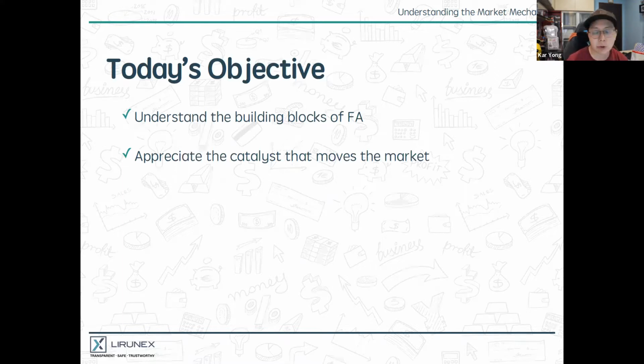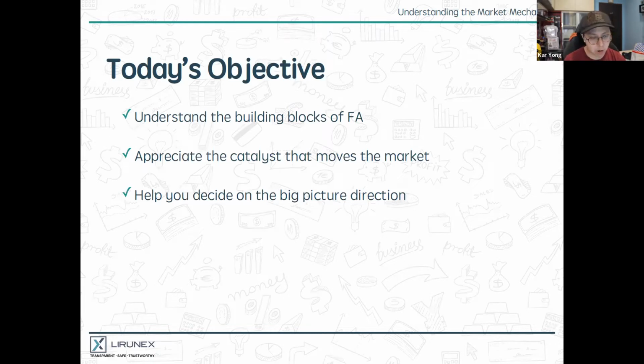And of course, when you understand fundamentals, you have an idea of what moves the market. One of the strengths of fundamentals is really to help you decide the big picture. So if today you're looking at swing trading, you're looking at longer term direction, fundamentals does give you that. Okay, so those are the objectives for today. And of course, once we cover the content, we'll go on to the live market analysis portion to share with you some opportunities that you want to keep an eye on for the week.